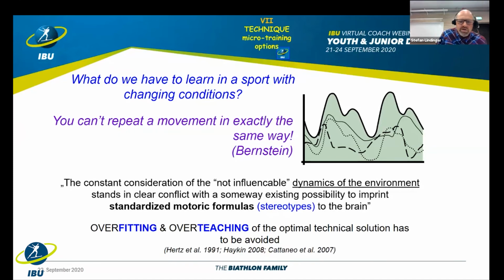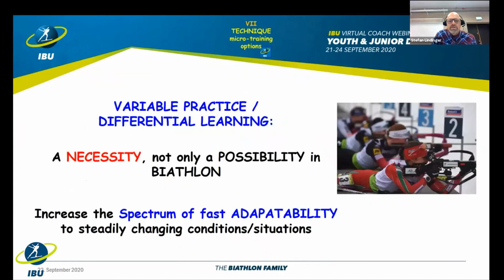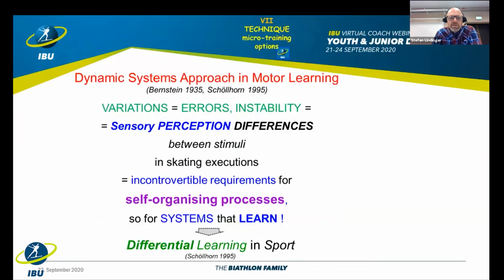So overfitting or overteaching is really not good for us as skiers. We need to give variability in exercising. Even in the video feedback we can do that, but in exercising mainly, a very, very important aspect. So a necessity is variability, differential learning. And this gives us an increase of the spectrum of fast adaptability in changing conditions in the shooting range, on the track, outside, in changing snow, in changing fatigue status, etc. So that's what it is.